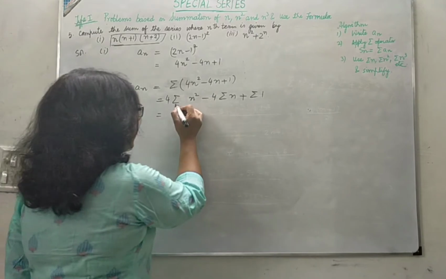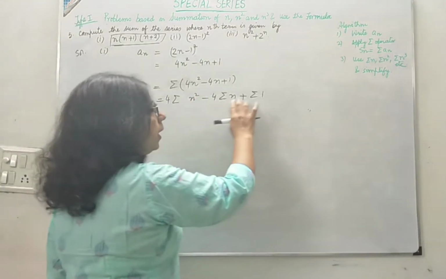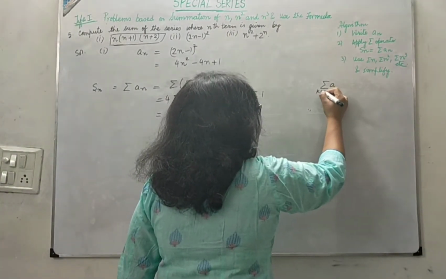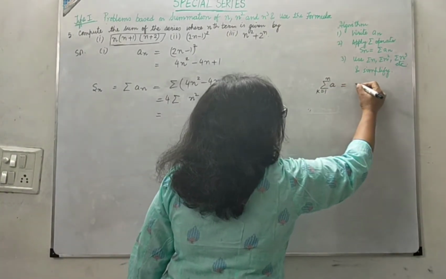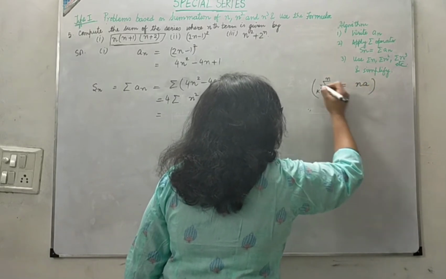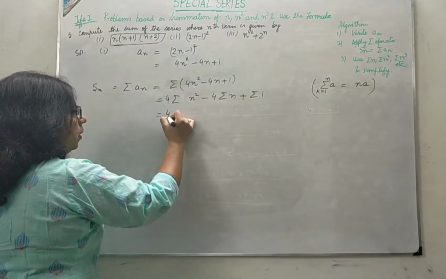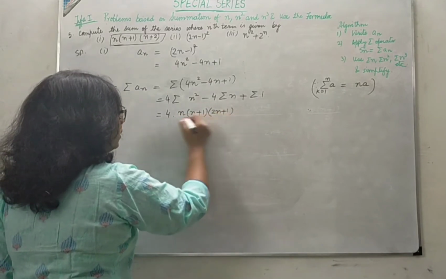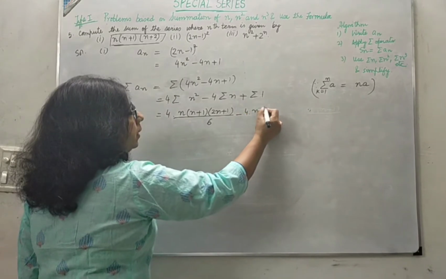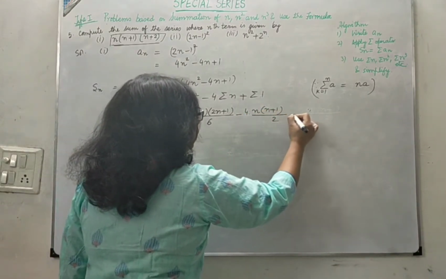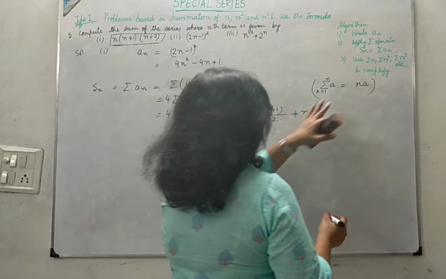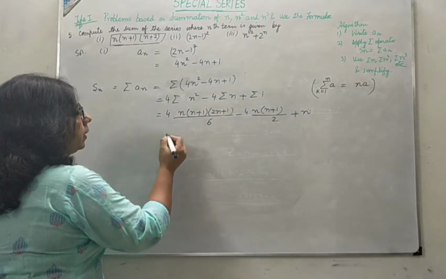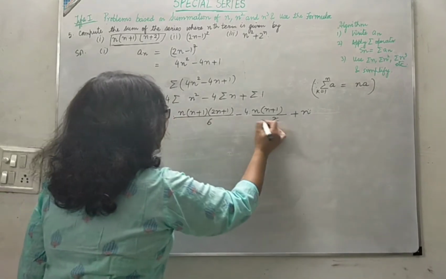Now, we have seen that sigma n square formula, sigma n, and we have studied one more property for sigma a. When k is running from 1 to n, this is n times a. So I will be using all these formulas here. This is 4 into n into n plus 1 into 2n plus 1 by 6, minus 4 times n into n plus 1 by 2, and this is n. So we have used all the formulas. You will write the formulas on the side, and again if there is something common you can take that.